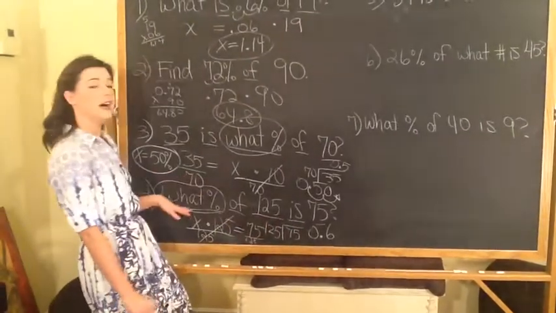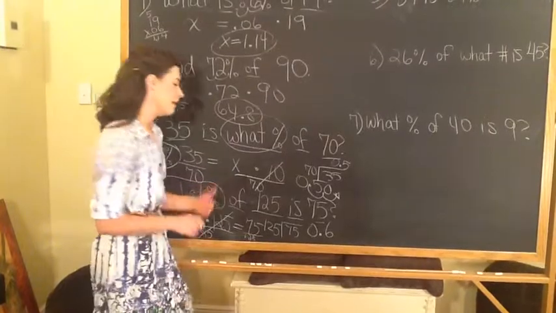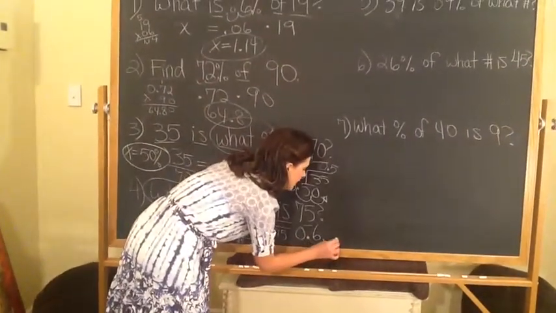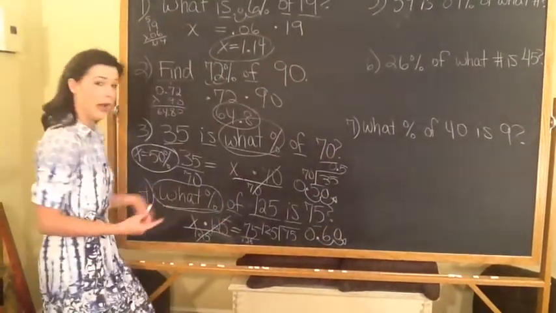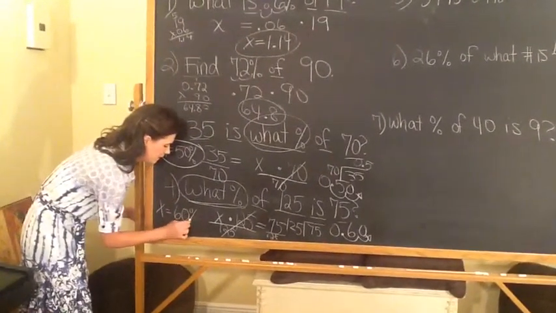But remember, we're not done. We have to change it to a percent. So let's go ahead and move our decimal 2 places to the right. 1, 2, and now we have 60%. So I'm going to go ahead and write my answer over here. X is equal to 60%.